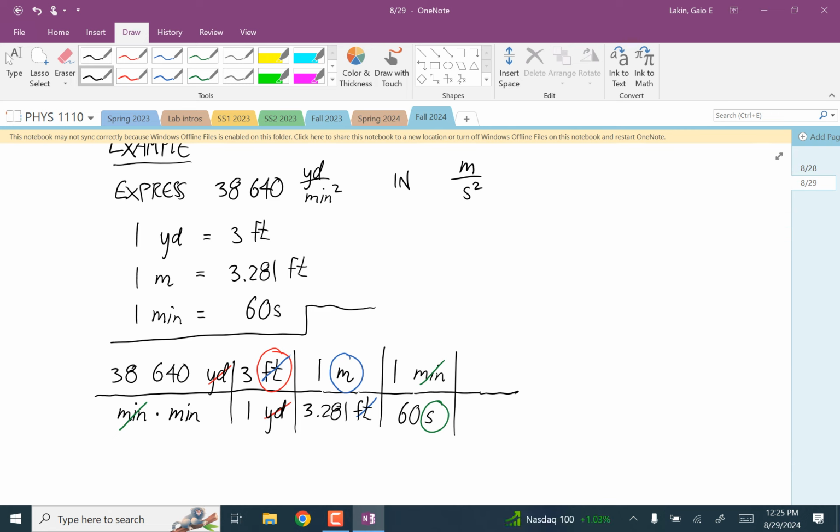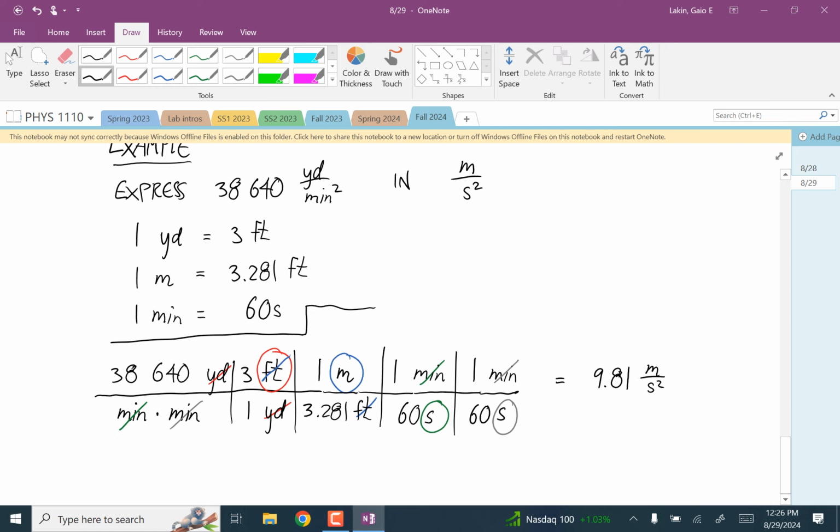And so I'll go 1 minute over 60 seconds again. So those cancel. You've got seconds. And now we have units of meters per second squared, which is what we want. So now just multiply and divide out the numbers that you have, and you get 9.81 meters per second squared.